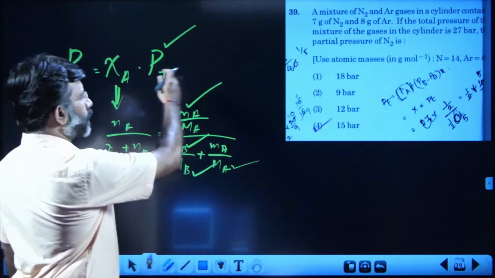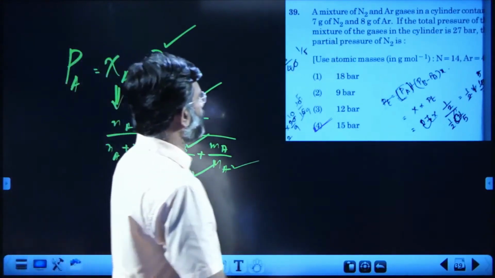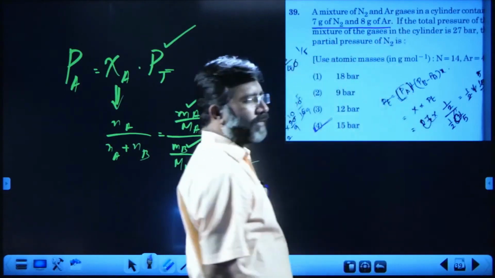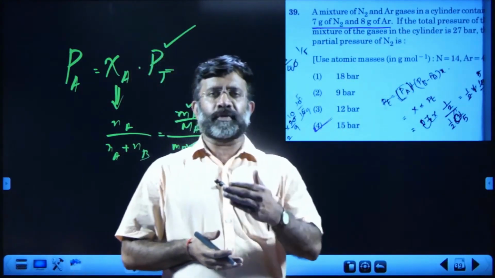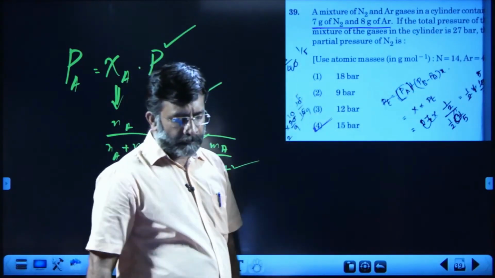See, the total pressure is given as 27 and you can easily find the mole fraction of nitrogen from the data. From the masses of nitrogen and argon you can easily find the mole fraction of nitrogen. So mole fraction into total pressure will give you the partial pressure of nitrogen.